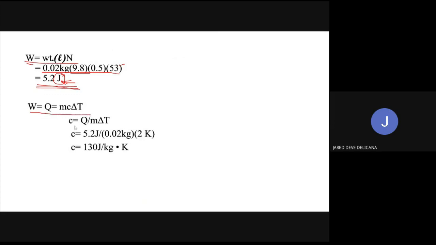And so we can calculate the c, which is equal to Q over the mass of the shots multiplied by the change in temperature. So that's just equal to 5.2 joules divided by 0.02 kilogram times 2, the change in temperature here. And what we get is exactly the specific heat capacity that we have for lead. So that is equal to 130 joules per kilogram times Kelvin.